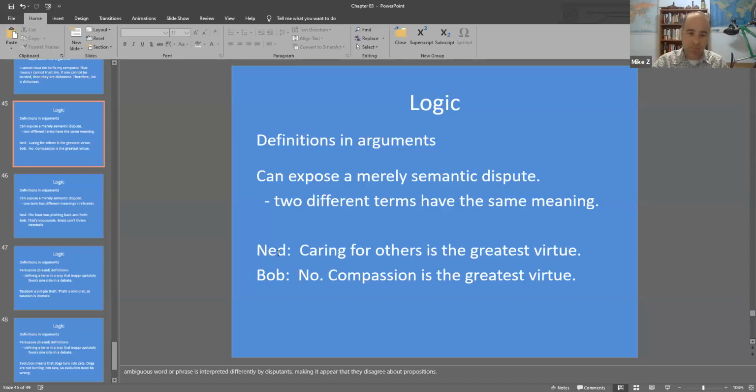So let's say we've got some argument where Ned is saying that caring for others is the greatest virtue a person could have. But then Bob says, wait, no, actually it's compassion. That's the greatest virtue that someone could have. So it looks like they're disagreeing about what the greatest virtue is. But if we ask them to define caring for others and compassion, it might turn out that they're actually talking about the same thing. The meaning of those terms is the same. And so they're talking about the same thing being the greatest virtue. They're just using different words to refer to that thing. So that turns out to be a merely semantic dispute.